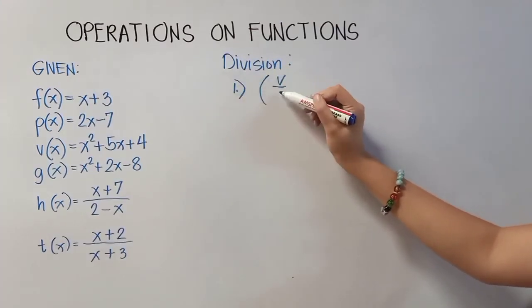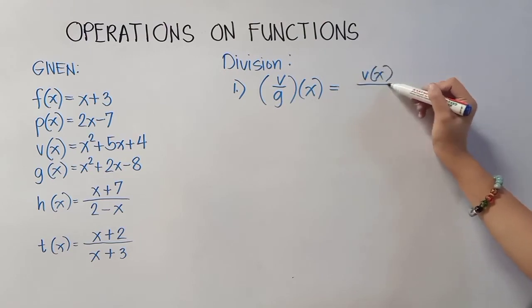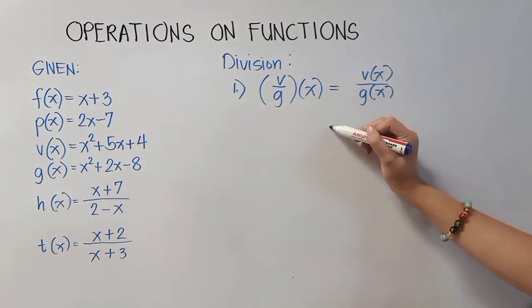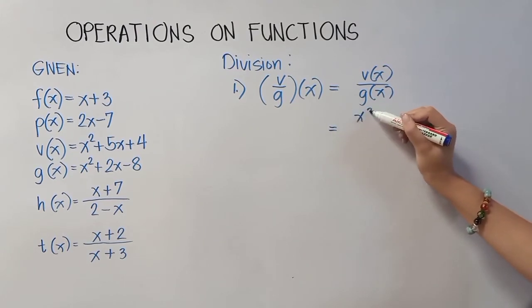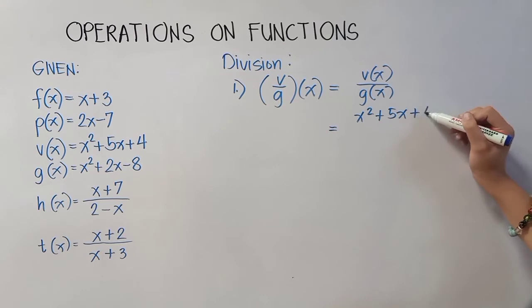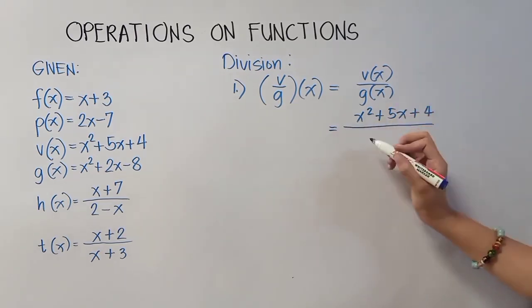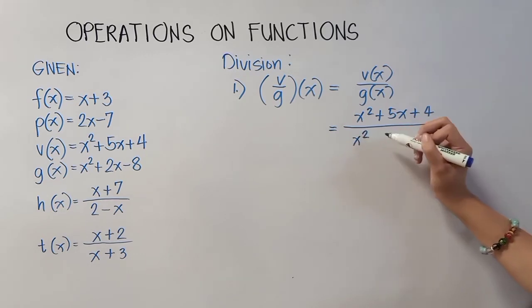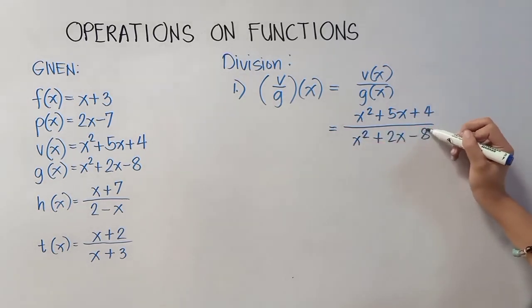We are now ready to divide functions. So we have here v of x all over g of x. Again, v of x is equal to x squared plus 5x plus 4, and our g of x here is x squared plus 2x minus 8.